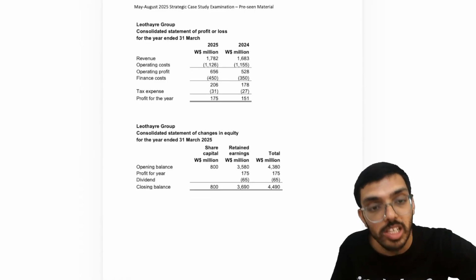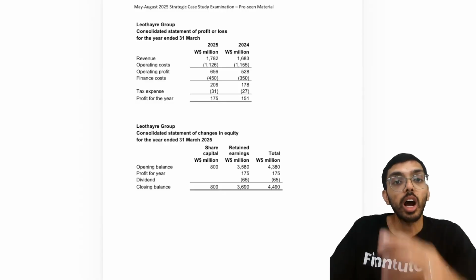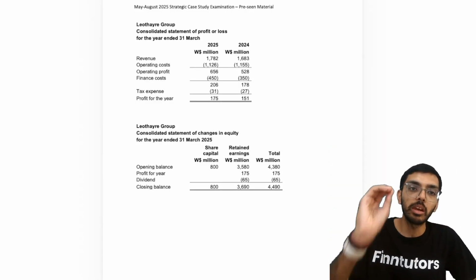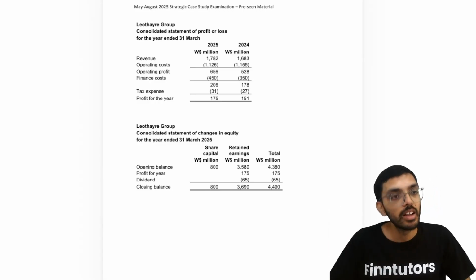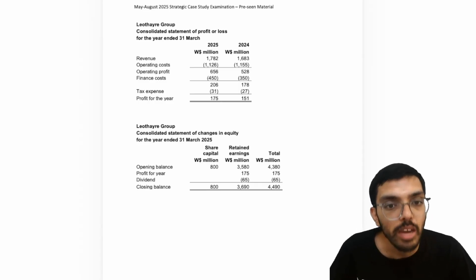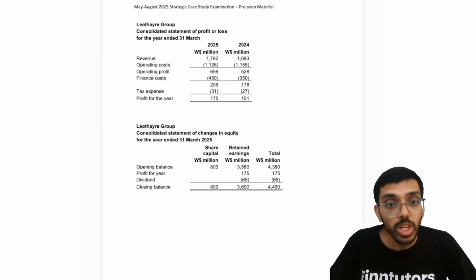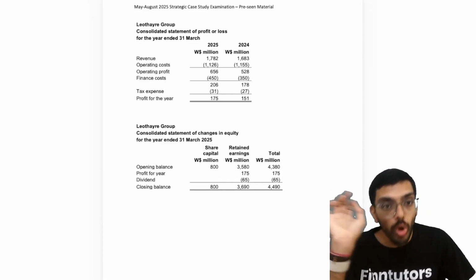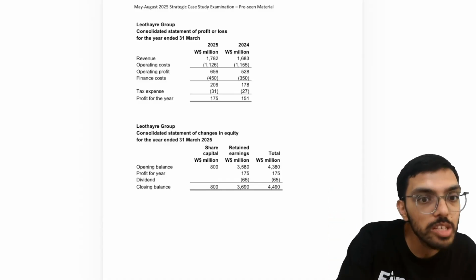The financials of the company will be given to you. A competitor's financials will be given to you. All of this fictional material CIMA will create and they will give you. Now, naturally, if you want to be a good senior finance manager, you need to know everything about your company. You need to know everything about Leothair in this particular situation.